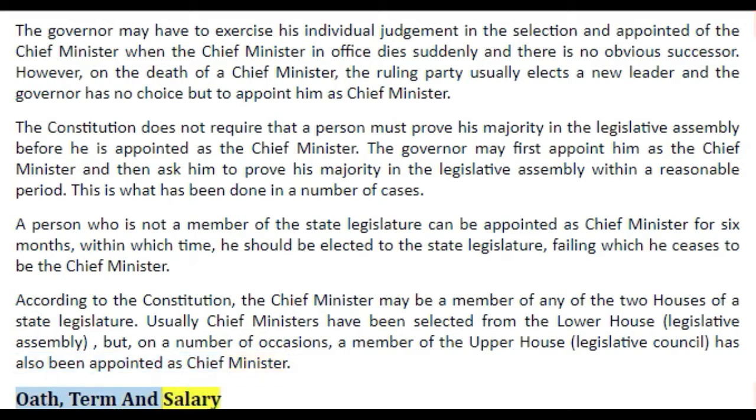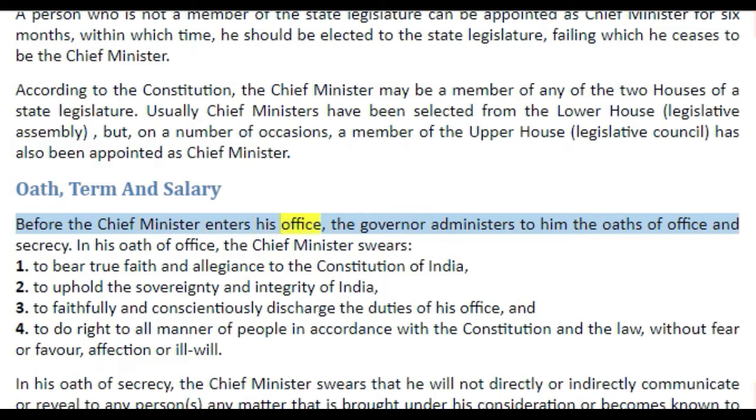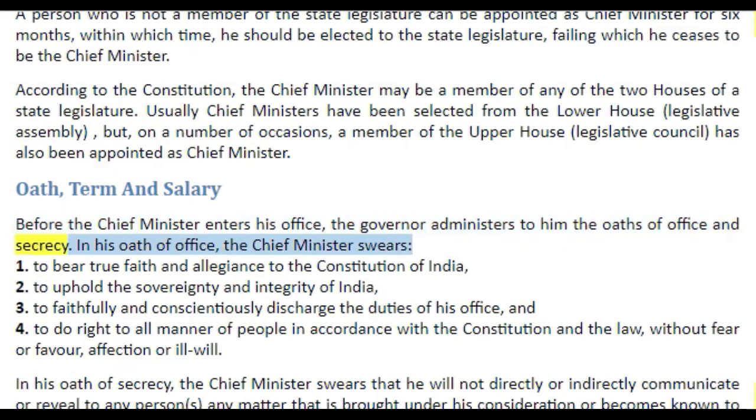Oath, term and salary. Before the chief minister enters his office, the governor administers to him the oaths of office and secrecy. In his oath of office, the chief minister swears, 1. To bear true faith and allegiance to the Constitution of India, 2. To uphold the sovereignty and integrity of India, 3. To faithfully and conscientiously discharge the duties of his office, and 4. To do right to all manner of people in accordance with the Constitution and the law, without fear or favor, affection or ill will.